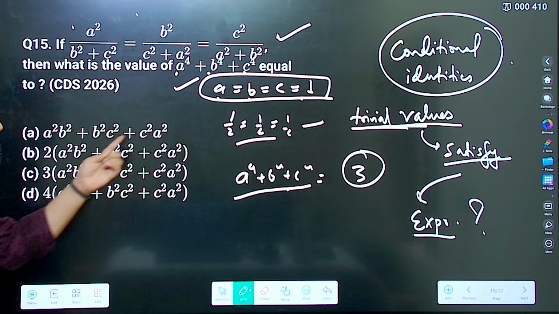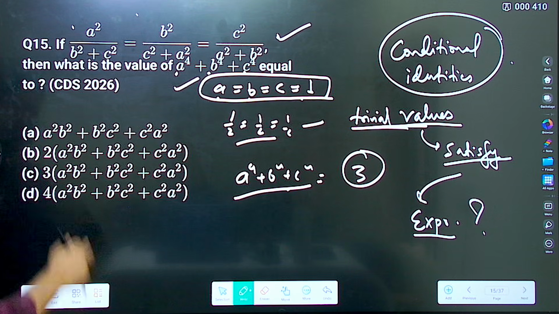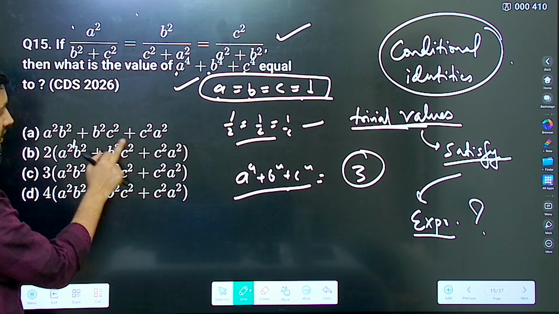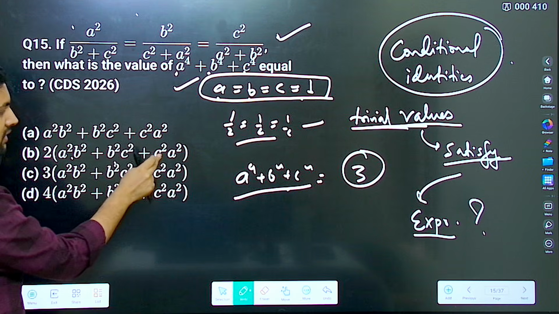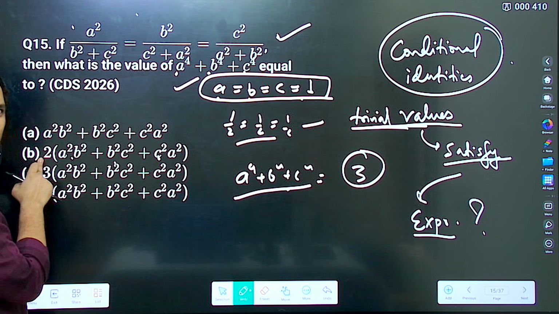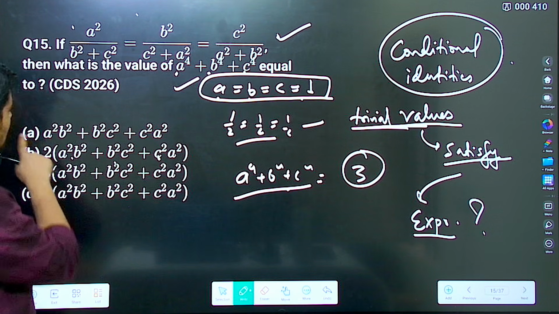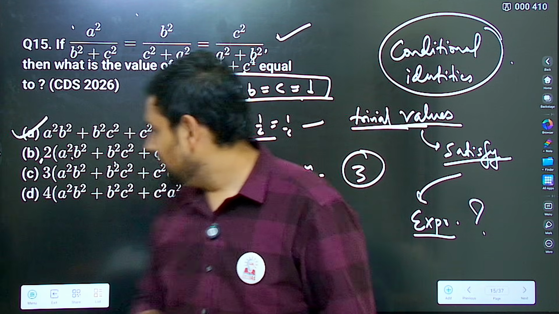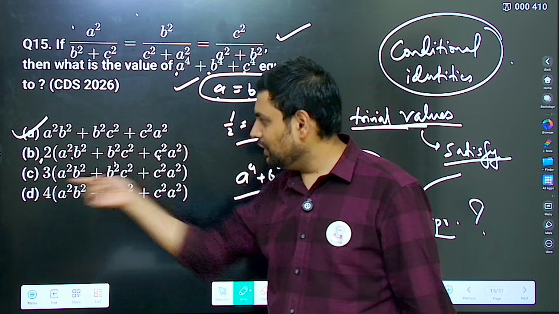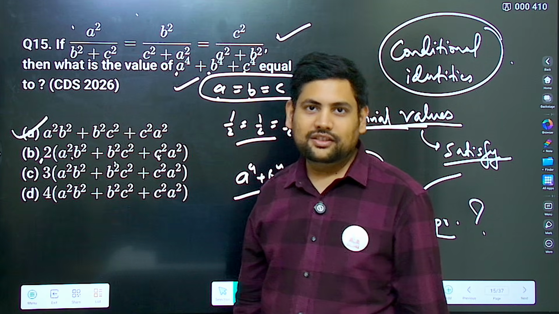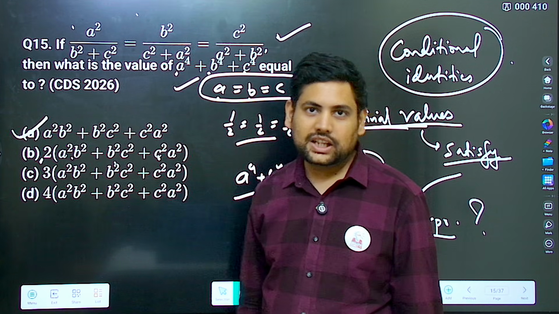If you put a equals b equals c equals 1, this will give you 1 plus 1 plus 1, 3 into 2. You don't want that, you just want 3. Answer becomes a. This will give you 3 into 2, 3 into 3, 4 into 3. All are useless. Answer is a.